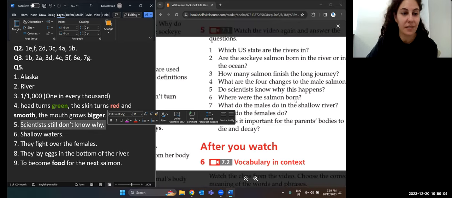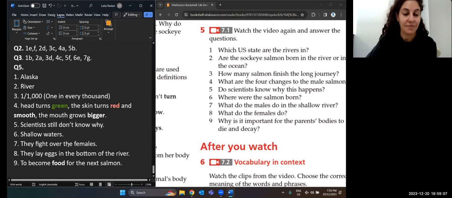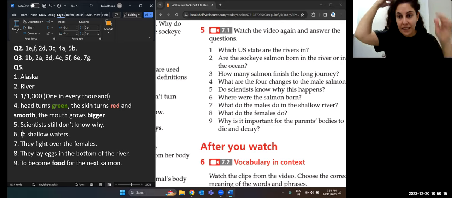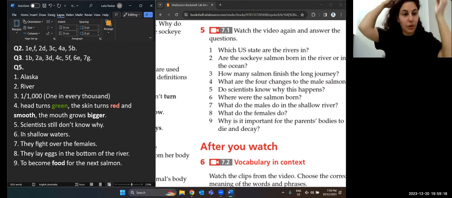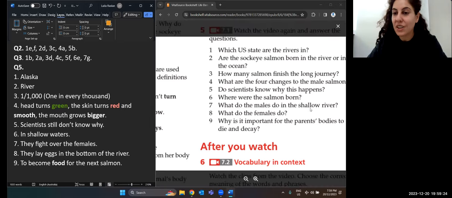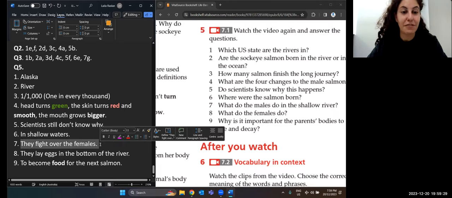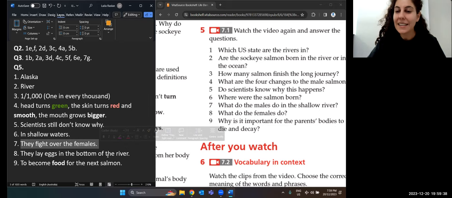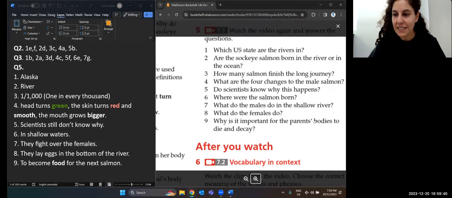Where were the salmon born? You can write in shallow waters, or actually, a full sentence would be the salmon are born in shallow waters. What do the males do in the shallow river? Yeah, they fight over the females. That means because they want the females. They fight over the females. Why is it important for the parents' bodies to die and decay?